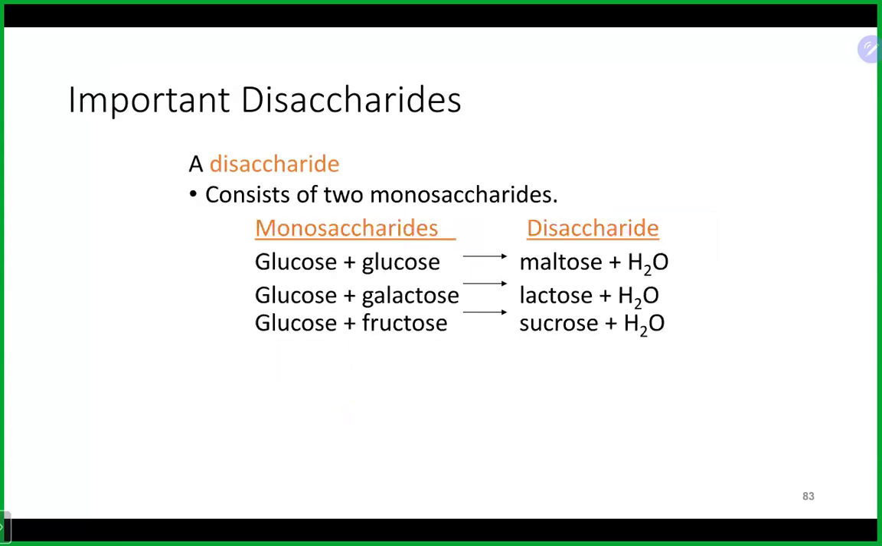Now, there are three types of disaccharides we can talk about. There's maltose, lactose, and sucrose, and we are going to look at each of these individually. Maltose is made up of two glucose molecules. A glucose and a galactose coming together will make lactose, and glucose and fructose will make sucrose. You do need to know the three disaccharides, and you do need to know the monosaccharides that make each of them up. So let's take a look at each of these.